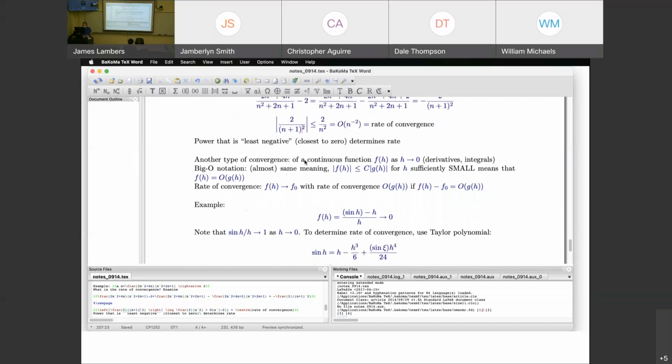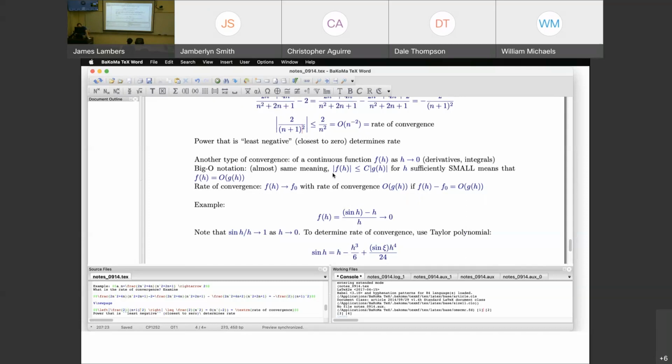Now, that example was about convergence of a sequence, a_n, as n goes to infinity. But we can also look at convergence of a continuous function, f of h, where h is going to 0. And this is going to be important when we look at approximate derivatives or integrals that naturally depend on some kind of spacing between points. And h is a letter that's commonly used to refer to that spacing.